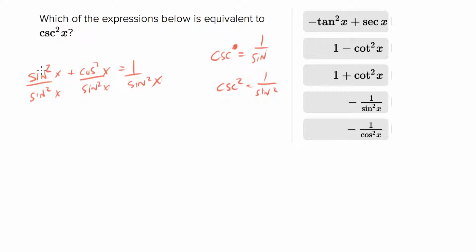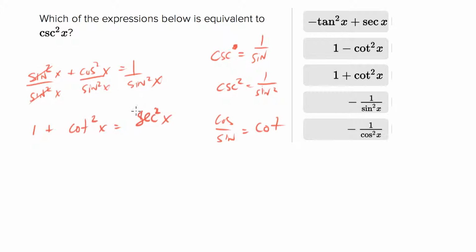So sine and sine cancel out. So you end up with 1 plus, and cosine over sine is the definition of cotangent. Cos over sine equals cotangent. Now this is cotangent squared equals 1. Actually, this equals the secant squared x.